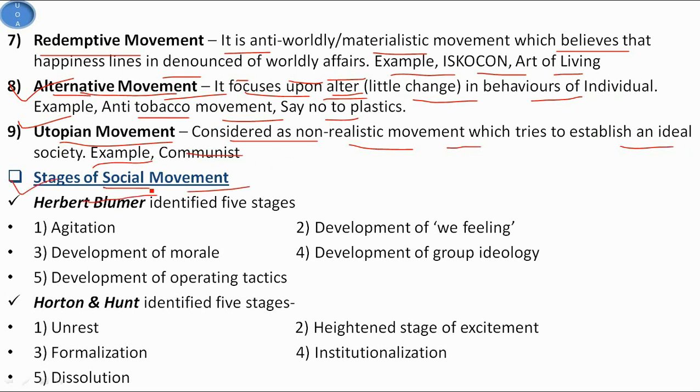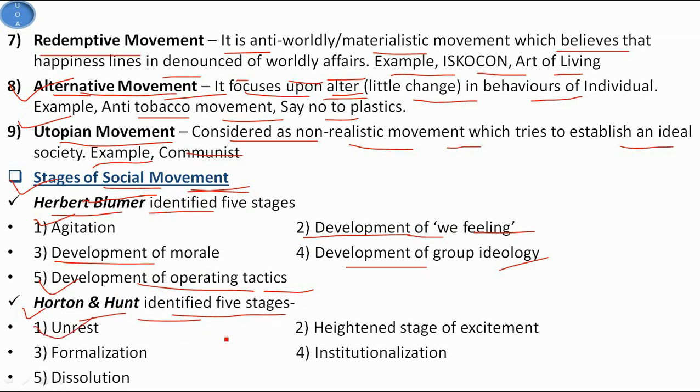Then there are different stages of social movements. Herbert Blumer identified five stages. The first is agitation, then development of we-feeling, then development of morale, then development of group ideology, and the final one is development of operating tactics. Horton and Hunt also identified five stages. The first is unrest, then a heightened stage of excitement, then formalization, institutionalization, and the final one is dissolution.